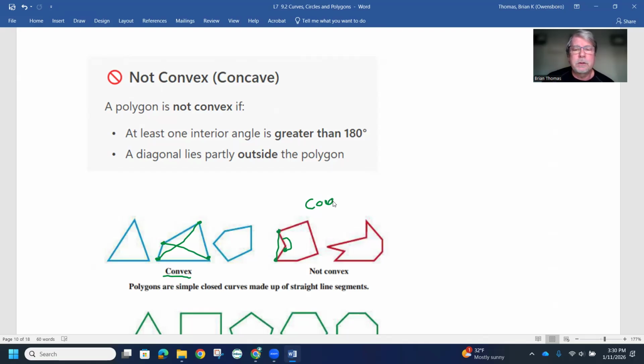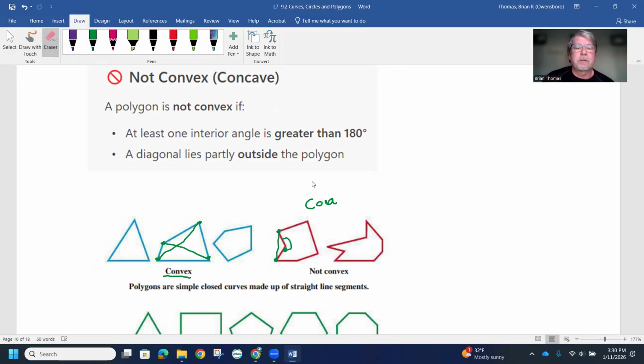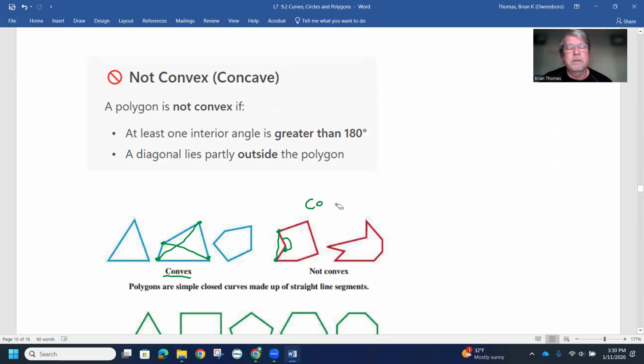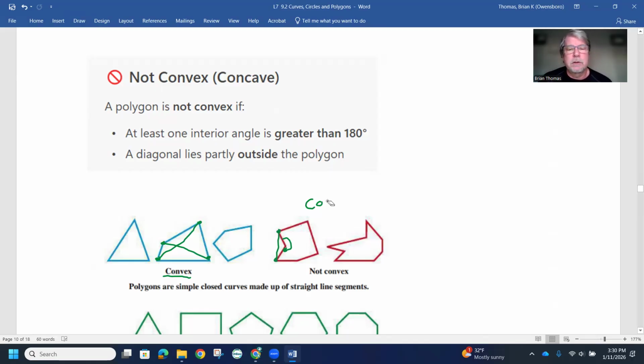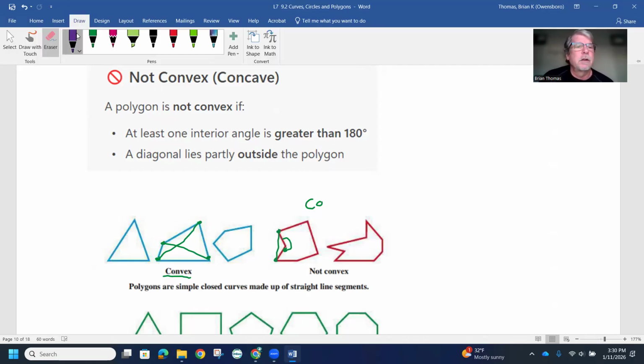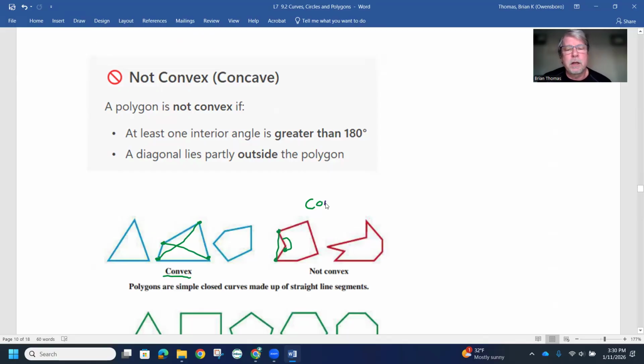So we don't really deal with these shapes in our course. So they're out there, but we're not going there. Most of our stuff is going to stay within the framework of convex. So again, we have this. These are more what we call concave.